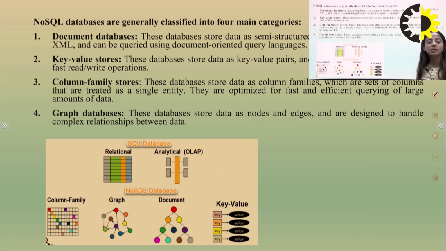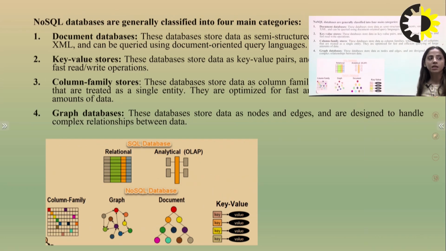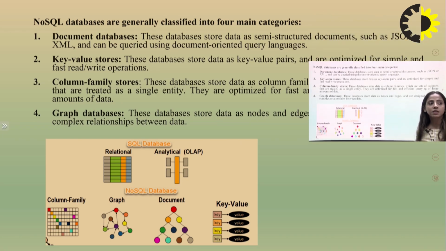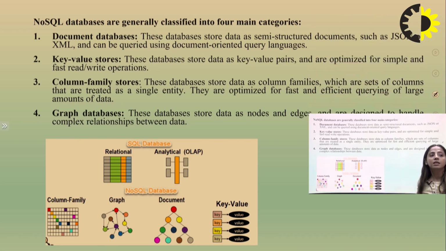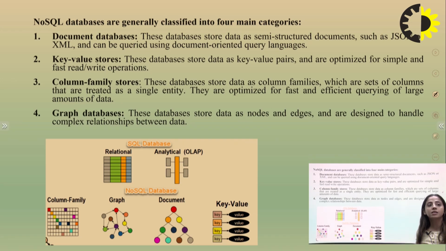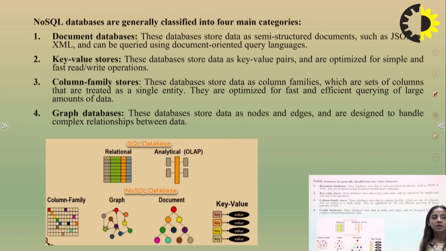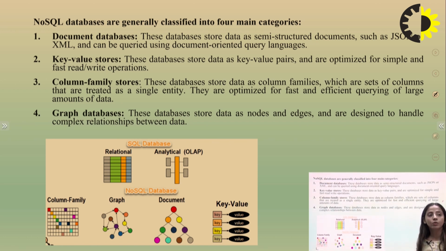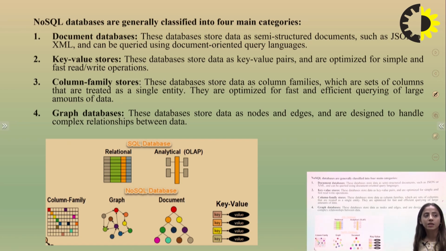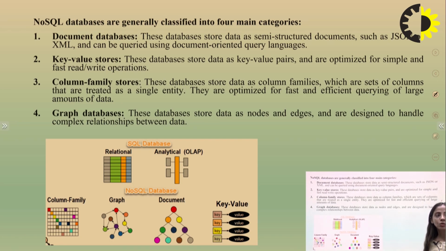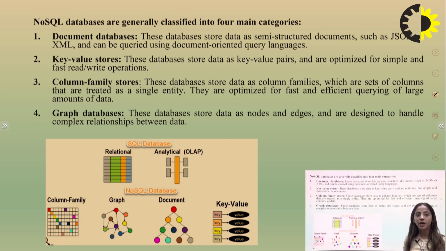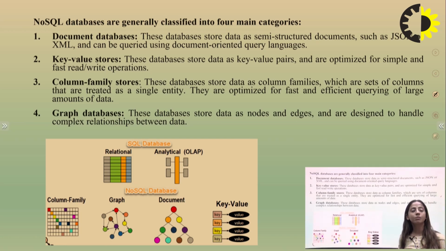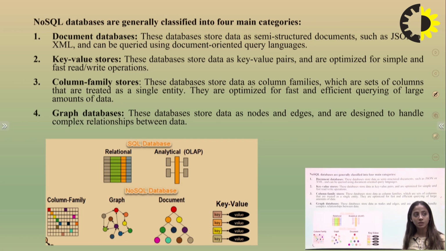NoSQL databases are generally classified into four main categories. The first one is document database. These databases store data as semi-structured documents such as JSON or XML and can be queried using document-oriented query languages. Key value stores. These databases store data as key value pairs and are optimized for simple and fast read-write operations.